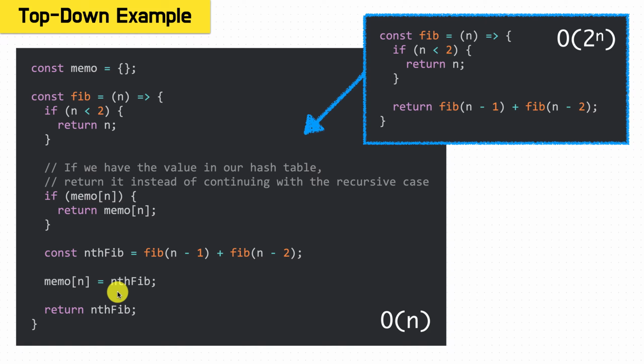And then to return early and remove that duplicate work, we have a simple if statement where we check if the value exists in the hash table, and if it does exist in the hash table, we simply return it. So we only enter this recursive case for the first time that we try to calculate any value of n. Then on any subsequent calls, we simply return early.